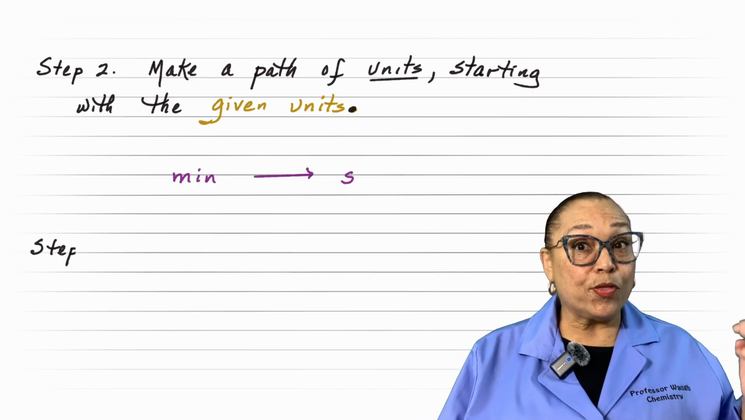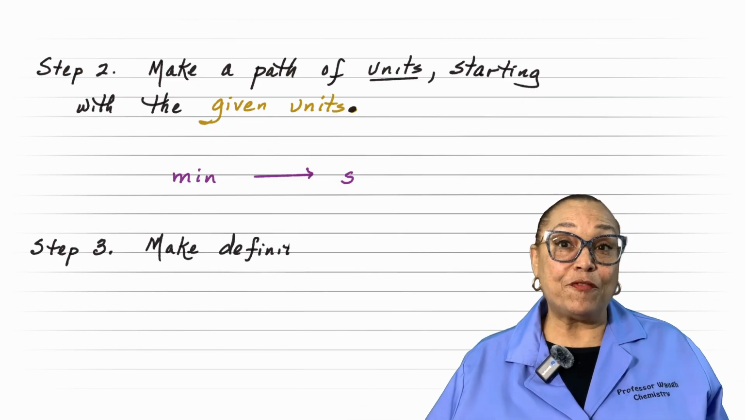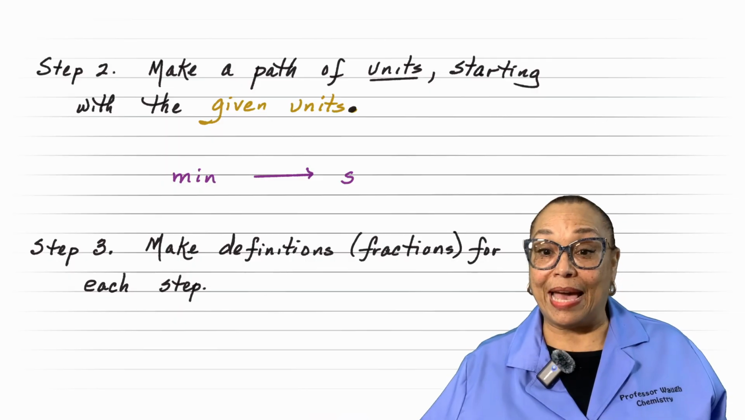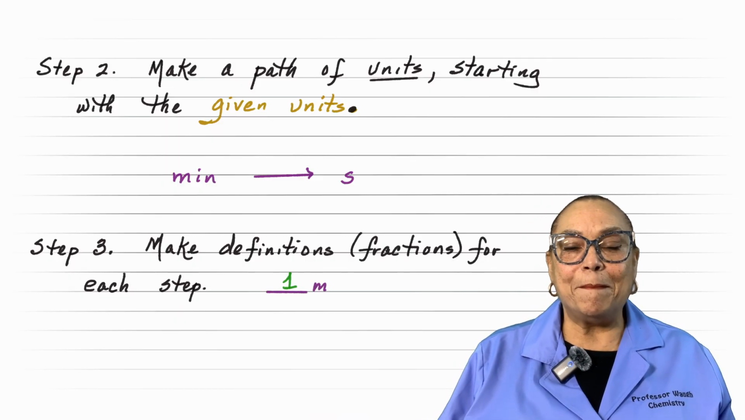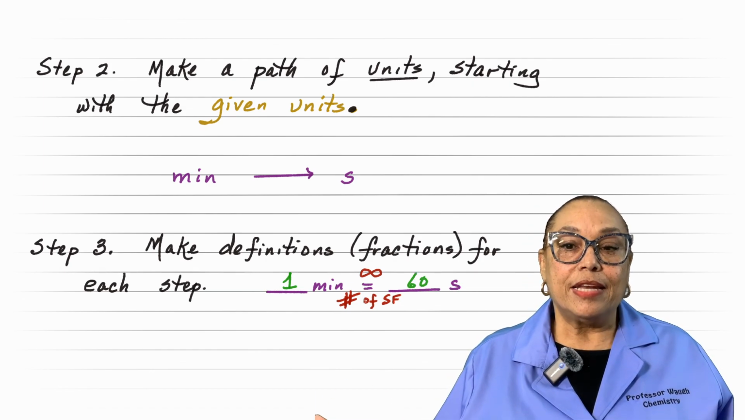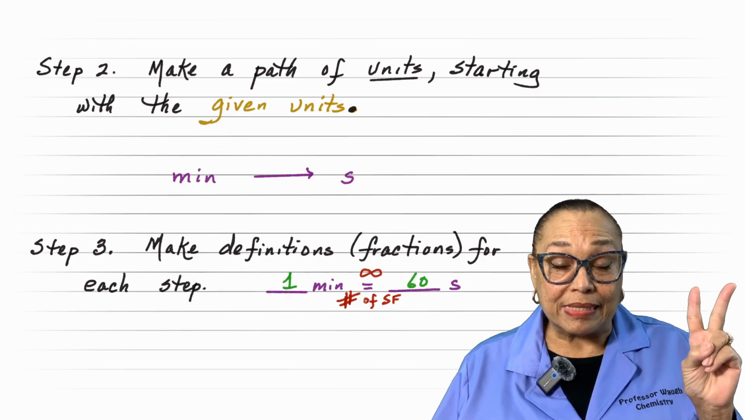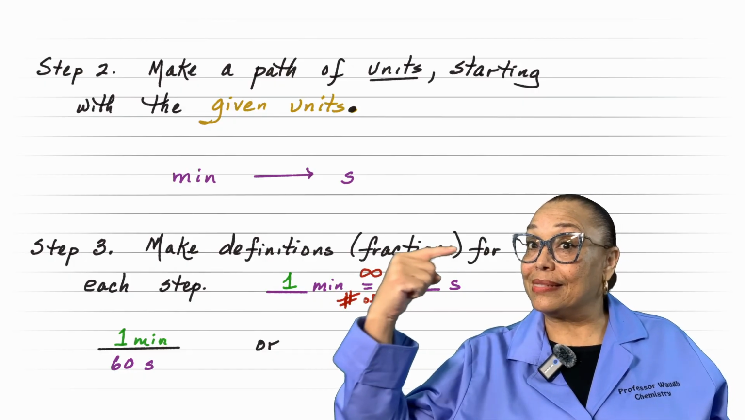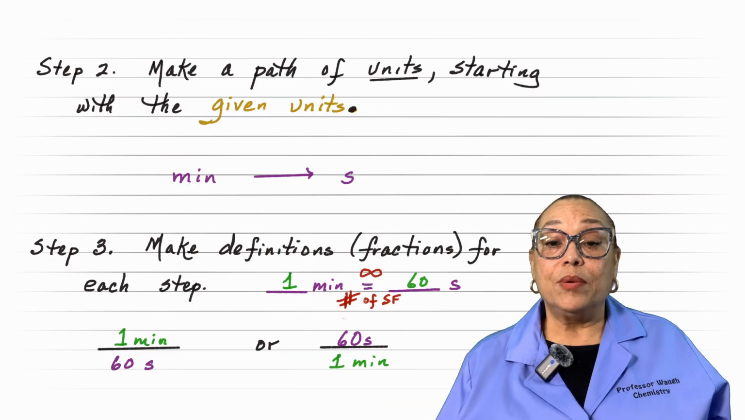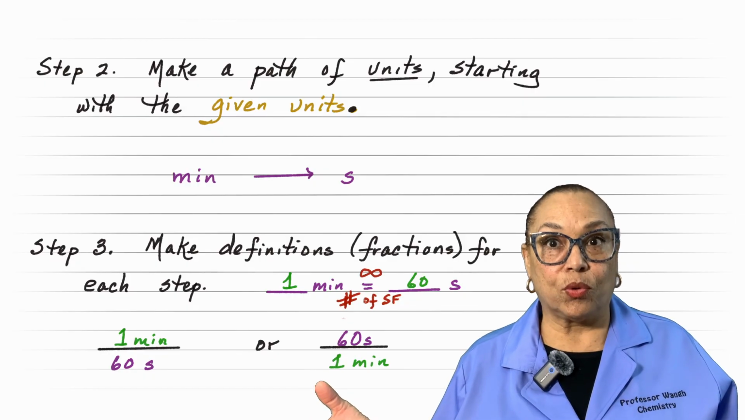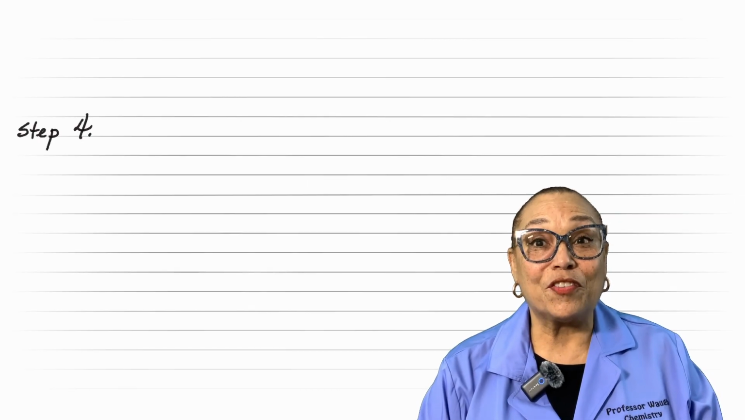Step 3. Then we're going to make a definition, which is really 2 fractions, for each step along the path. So we've got 1 minute is equal to 60 seconds. Okay, most of us know that. Now there can be 2 fractions from this. I can say 1 minute over 60 seconds, or I can say 60 seconds over 1 minute. Because 1 minute is equal to 60 seconds, and that's an infinite number of sig figs. Don't forget that.